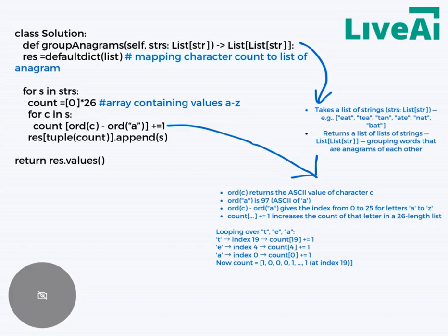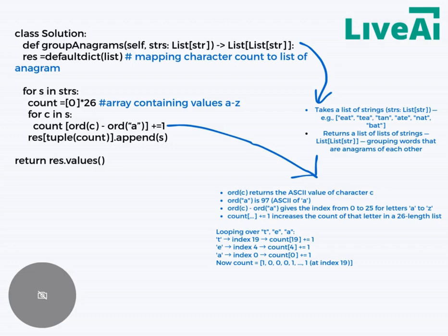Okay, so now we are going to define a result. res equals defaultdict of list. That being said, I'm mapping character count to a list of anagrams. So this is actually a dictionary, a defaultdict of list, right? So it's going to hold a list. Each and every key is going to hold a list.